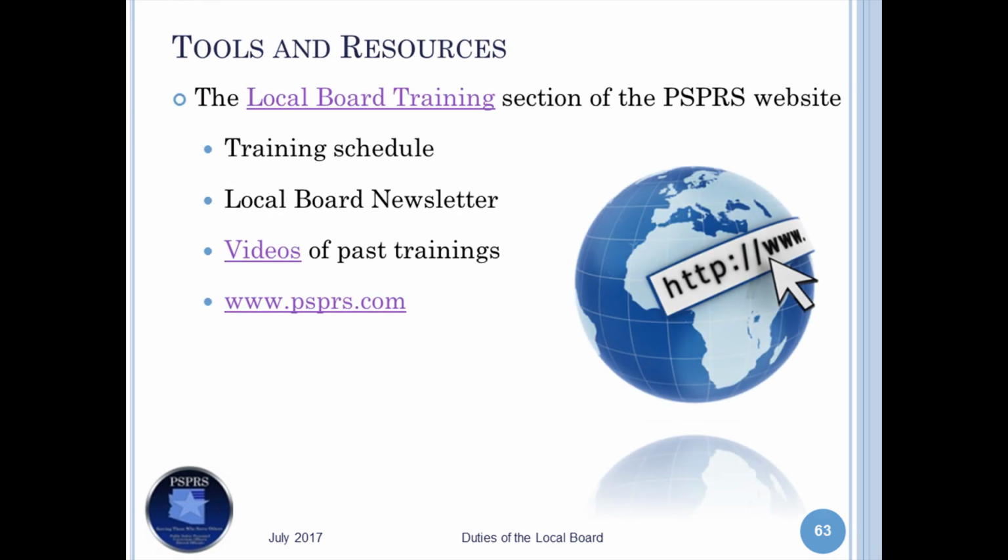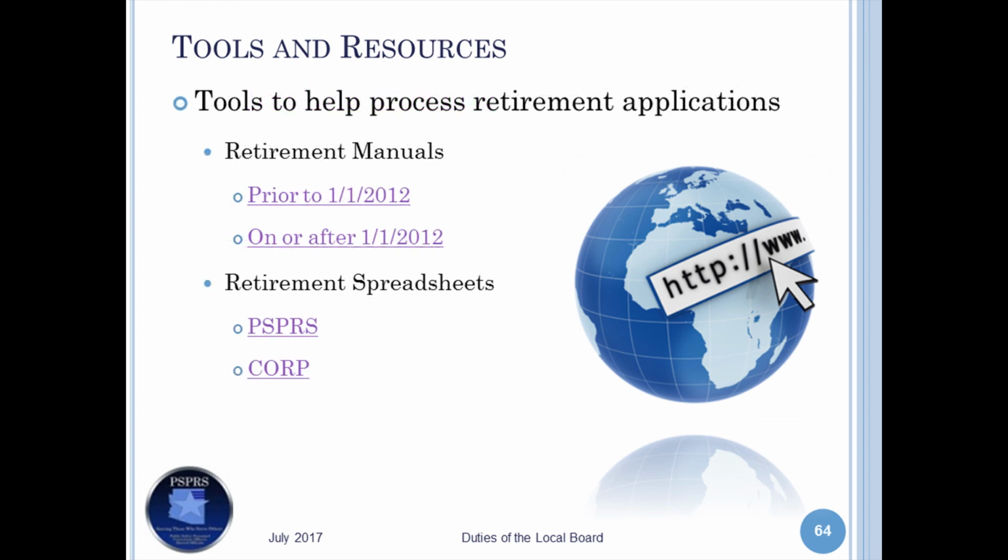Let's talk a little bit about some tools and resources. We have the local board training section on the website, which we looked at just a minute ago. We're going to go to that next. The training schedule is out there, our newsletters, and we have videos. You can always go to psprs.com and look at that information. Tools to help you process a retirement: you remember looking at the retirement instruction manual. There's one that's prior to or after, depending. The retirement spreadsheets we just looked at on the website as well. All of this is encompassed so we can make your job as a local board or local board secretary easier.